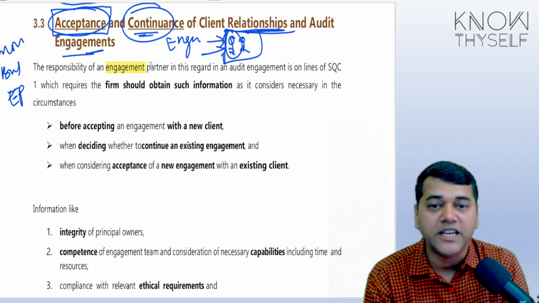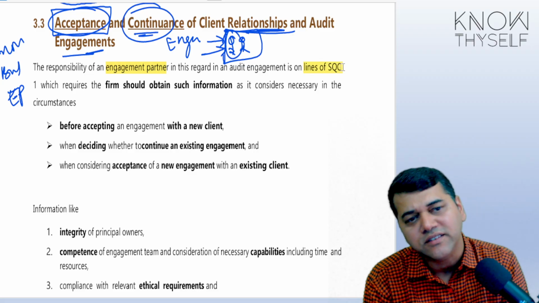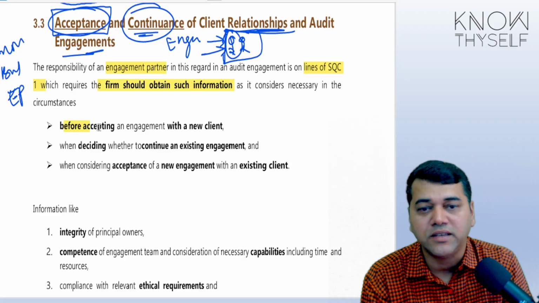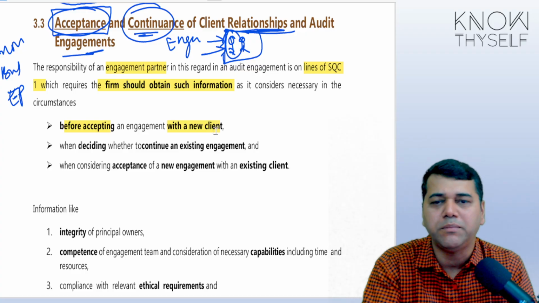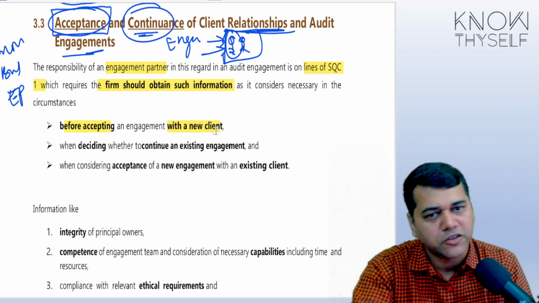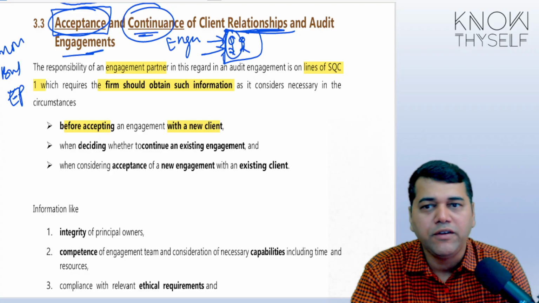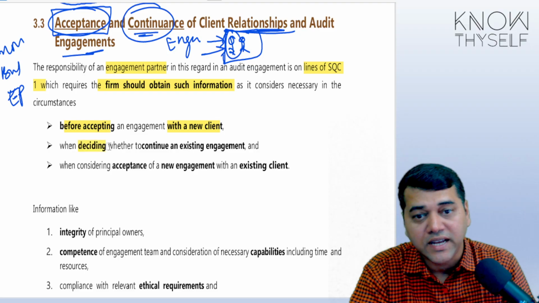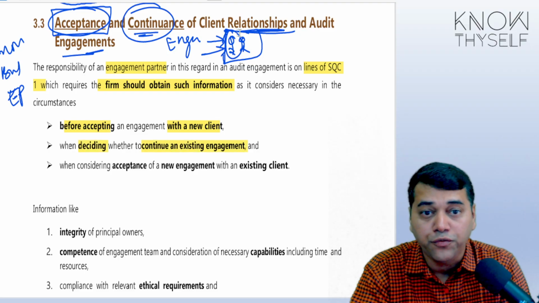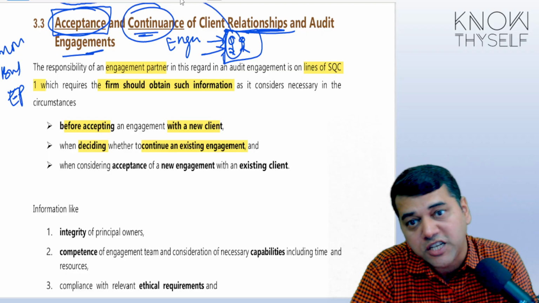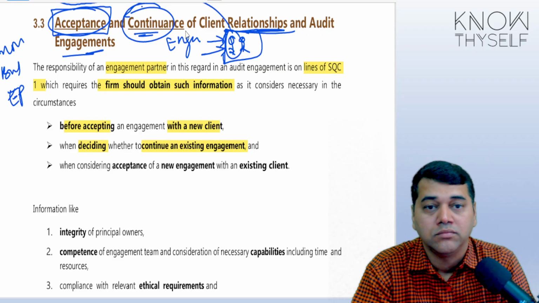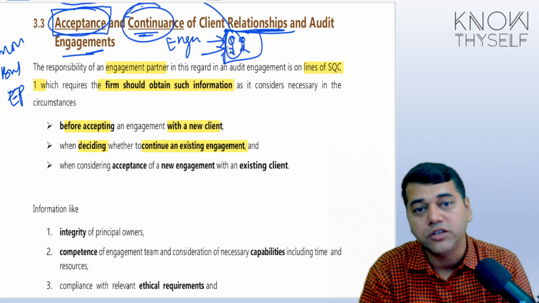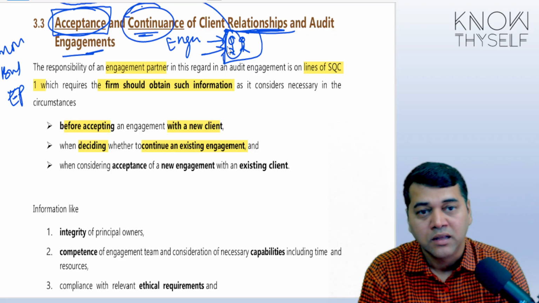The responsibility of the engagement partner in relation to the audit again is in line with SQC 1 only: the firm should obtain information before accepting the engagement with a new client. What can the engagement partner do? That is the firm's responsibility; they will gather that information. We have already seen business reputation, complexity of operations and all. When deciding to continue an existing client, if you figure out some vital information, this information has to be given back to the parents. The engagement partner has to report back to the managing partner: sir, I went to this audit client, but these problems are there.